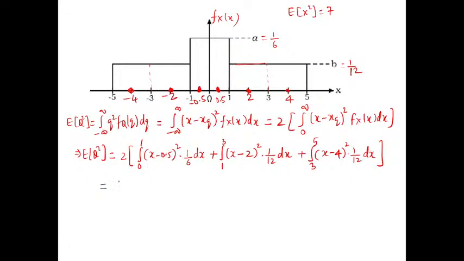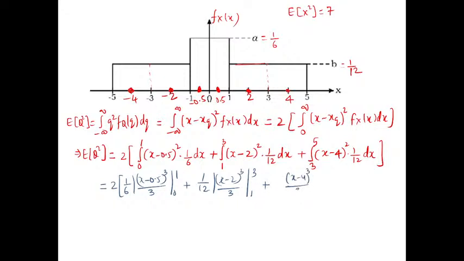Now this will be equal to twice of, so this is simply equal to 1 by 6 (x minus 0.5) cube divided by 3, the limits will be from 0 to 1, plus 1 by 12 (x minus 2) whole cube divided by 3, the limits will be from 1 to 3, plus (x minus 4) whole cube by 3, the limits will be from 3 to 5, and of course there will be a factor 1 by 4.